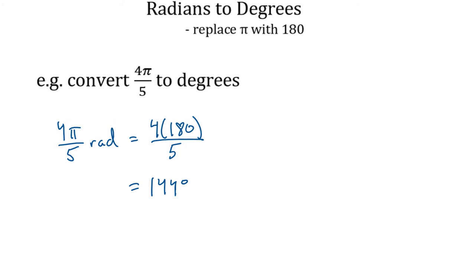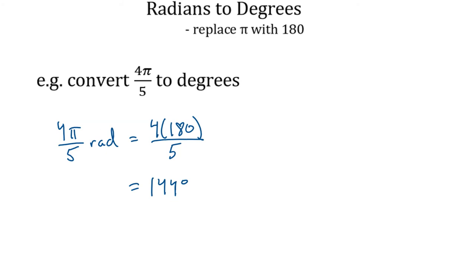So just that right there, it's interesting. 144 degrees is something we understand. It's between 90 and 180. It's a little bit over halfway. You might not be super familiar with that number, but you would have some idea of how to visualize 144 degrees, don't you think?